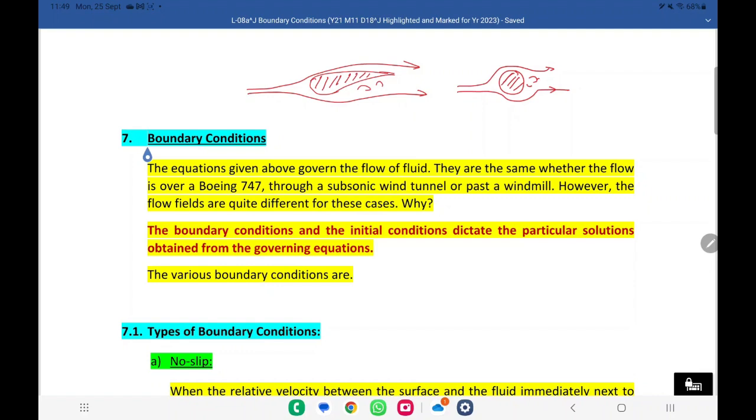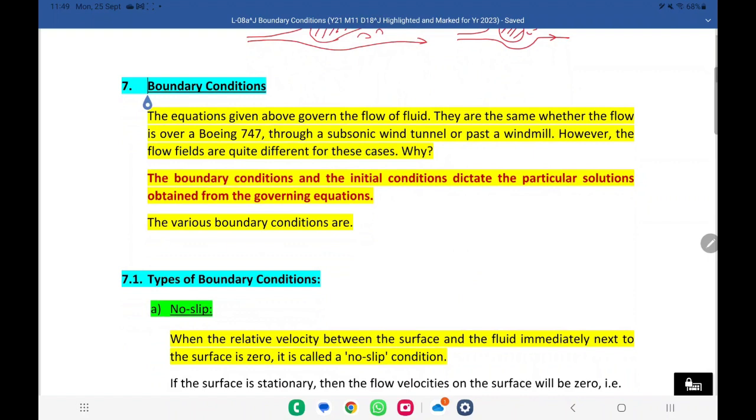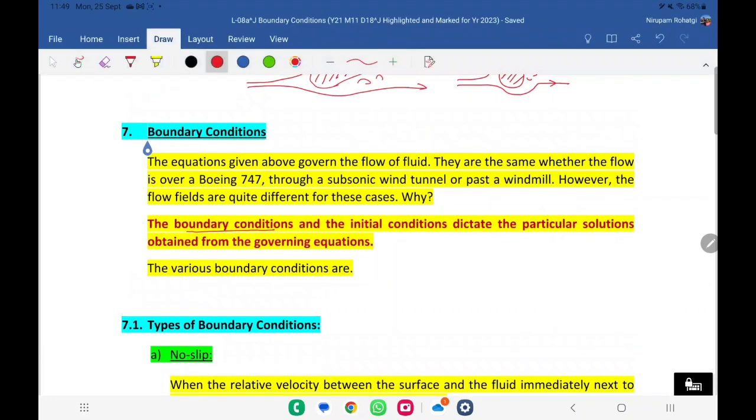So the actual thing is that boundary conditions and the initial conditions dictate a particular solution. What is the boundary? That determines what will be the result, or the initial condition.